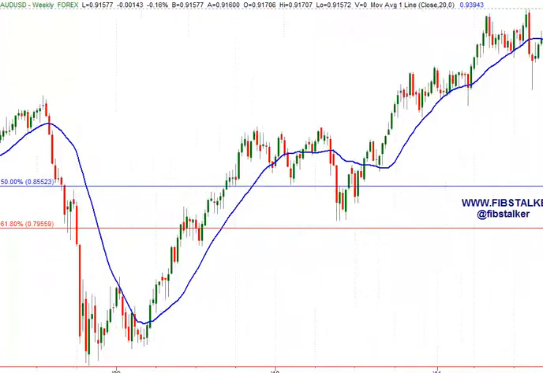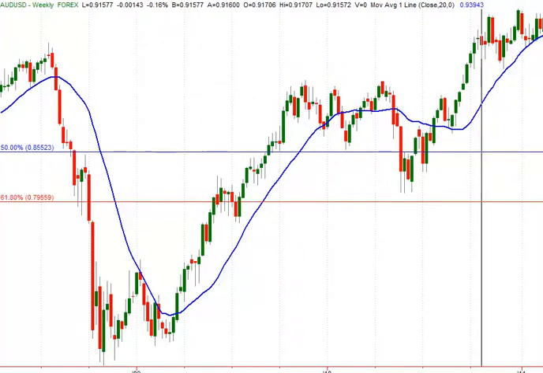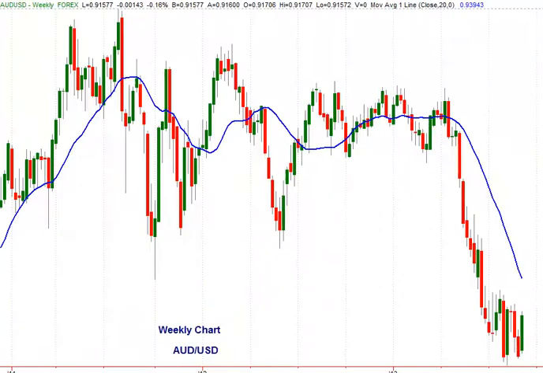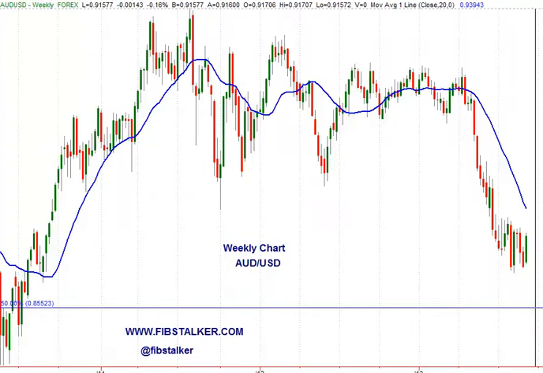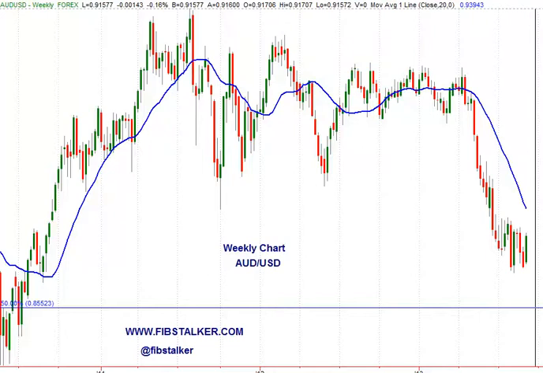In my last review, I showed you a potential level of support. I think the level of support worked very well, and I think this is the daily. So back to this is the weekly.